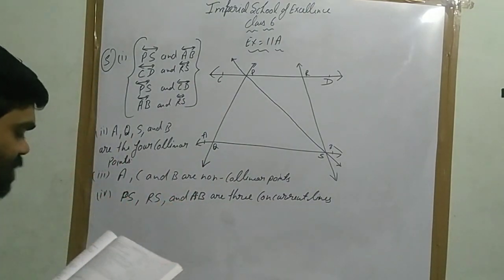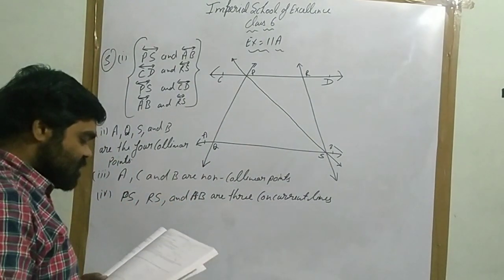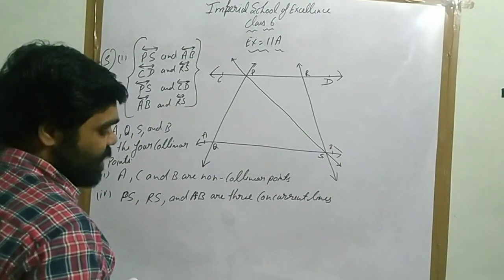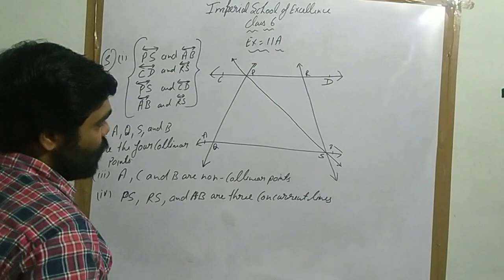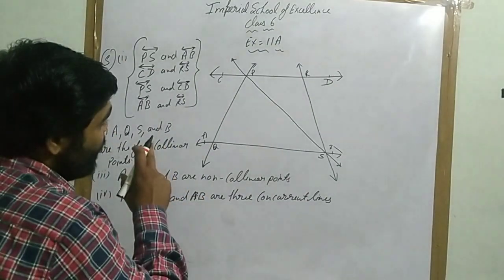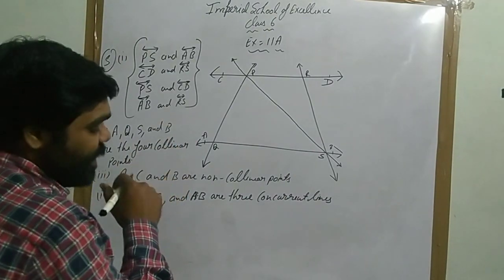After that, 3 lines whose point of intersection is P. You have to tell 3 lines whose point of intersection is P. First one is PS, after that PQ, then C and D.